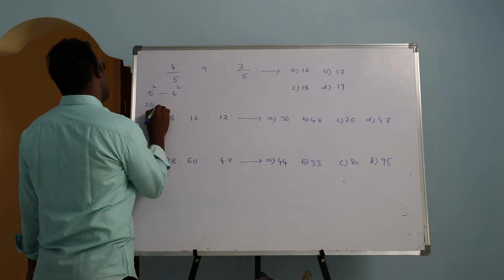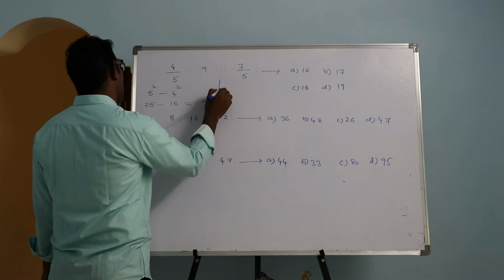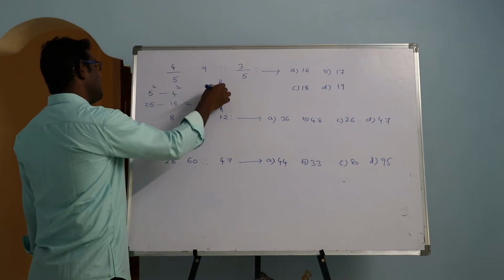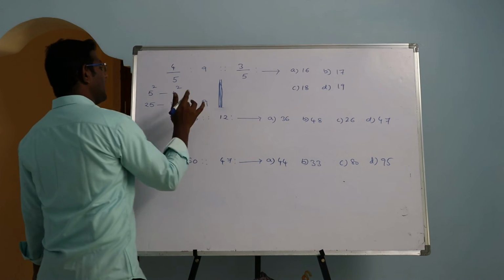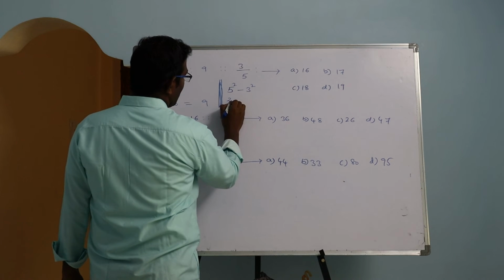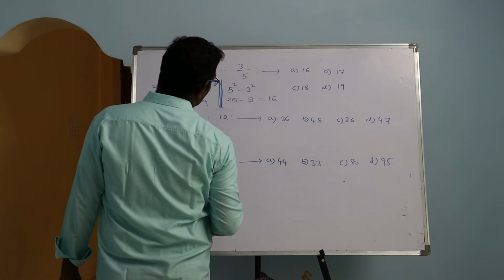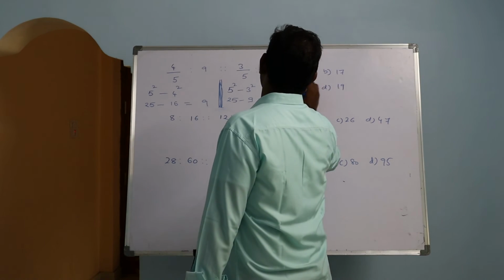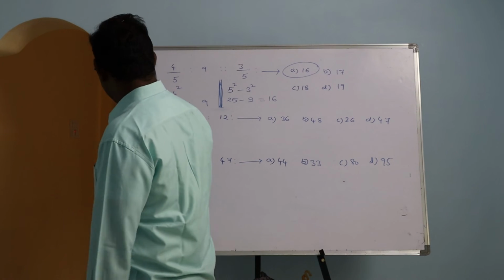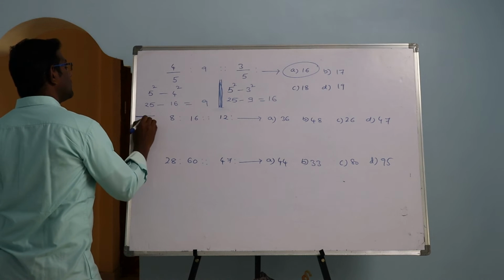5 square means 25, 4 square means 16, 25 minus 16, how much? 9. In the same way, 5 square minus 3 square, 25 minus 9, your answer goes to 16. 16 belongs to option A.